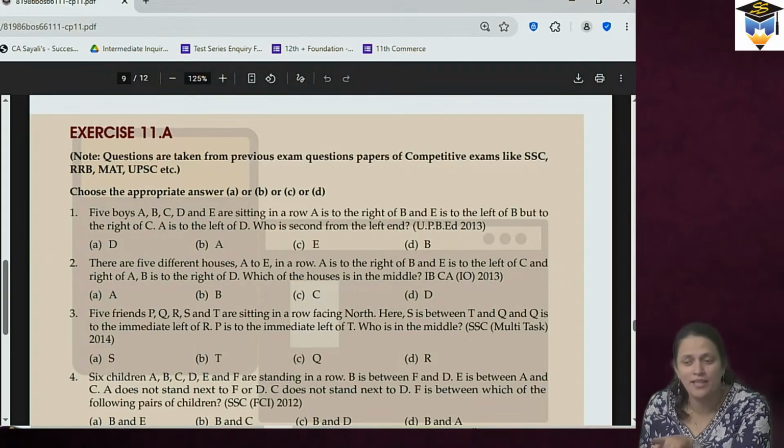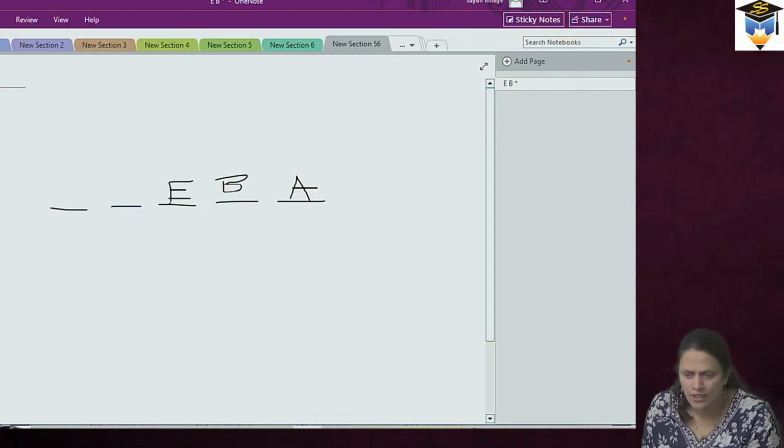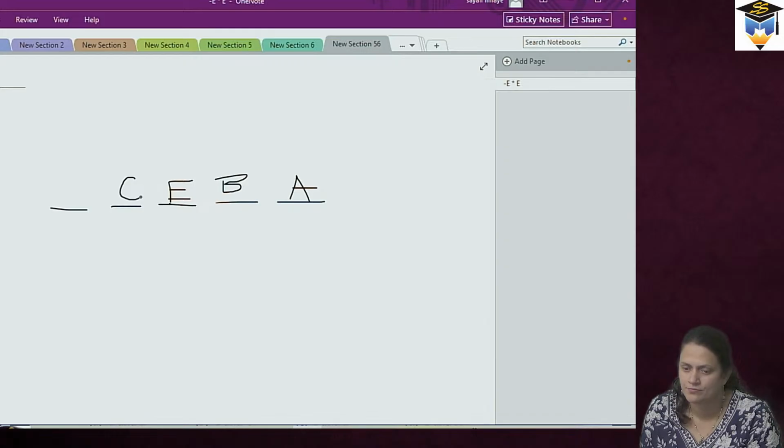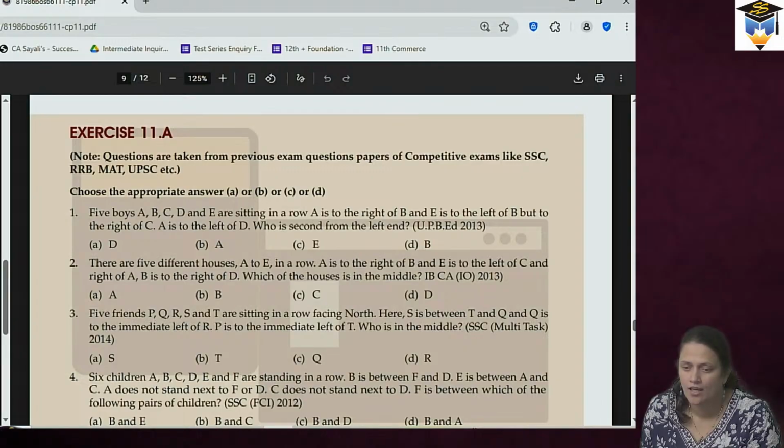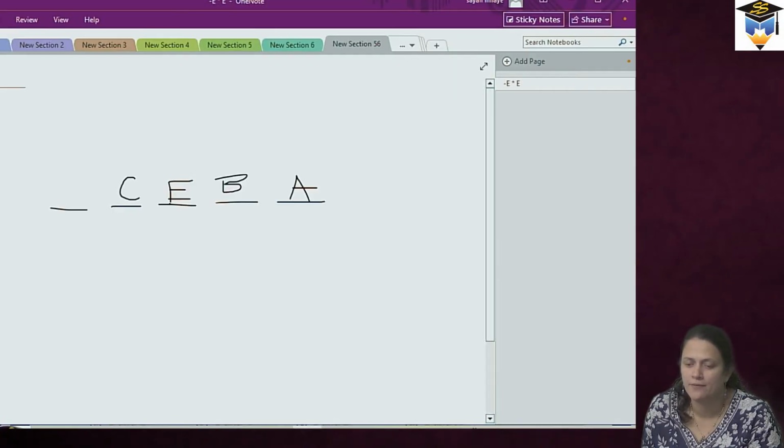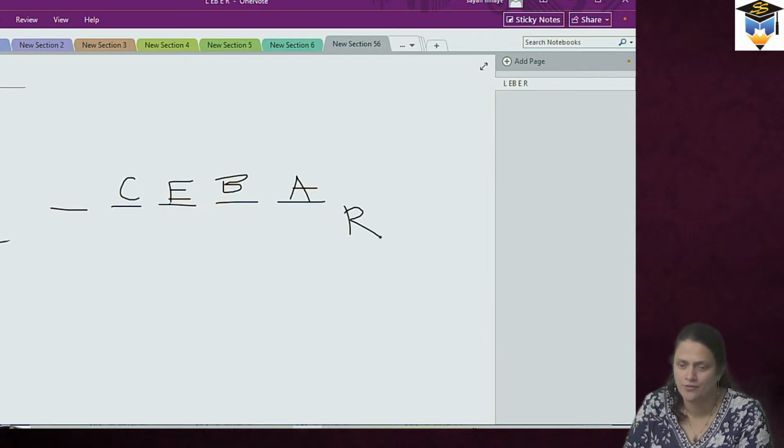A is to the right of B, E is to the left of B, but to the right of C. So E is to the right of C. So I'm going to place C over here. And A is to the left of B. So यहाँ पे left होगा, यहाँ पे right होगा, because the direction is not mentioned.